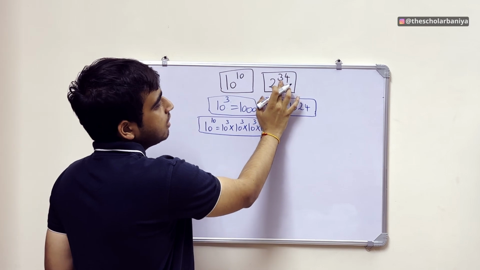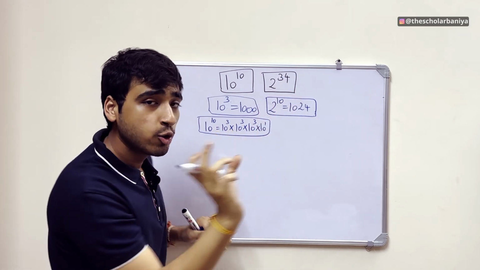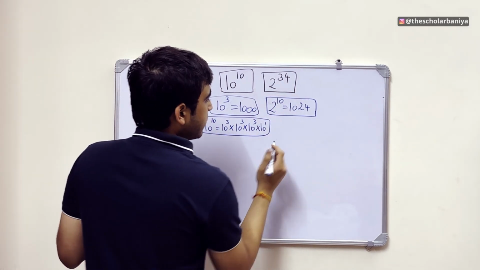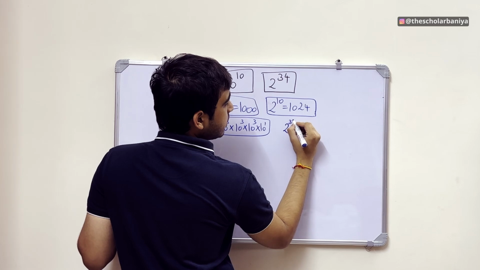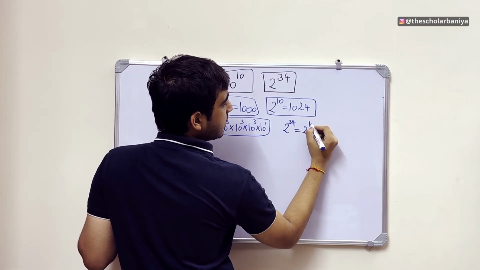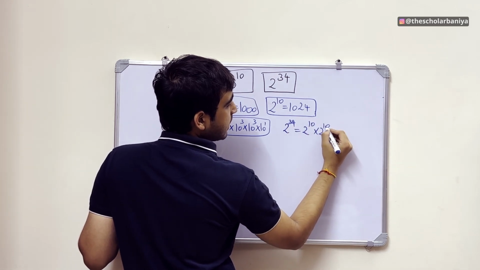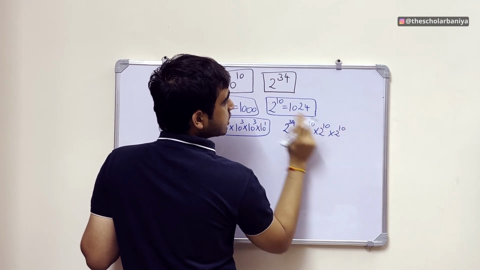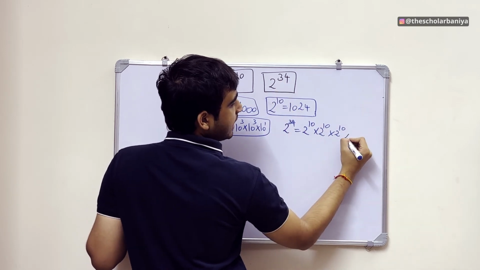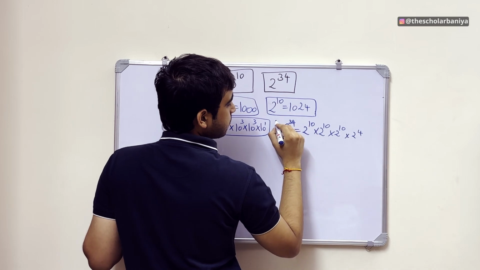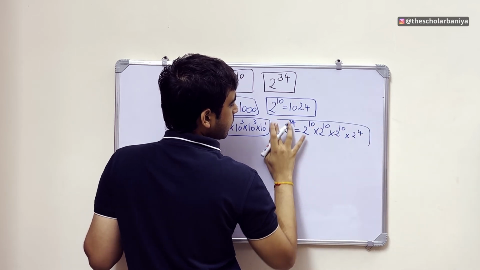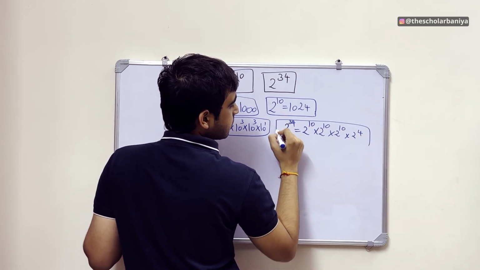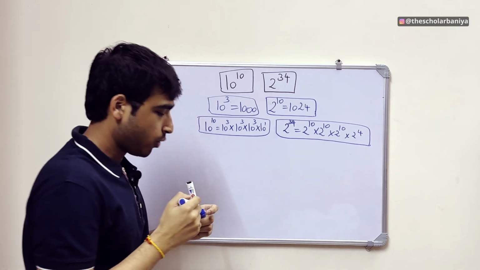Similarly, we have to write 2 to the power 34 in groups of 2 to the power 10, right? So 2 to the power 34 is equal to 2 to the power 10 into 2 to the power 10 into 2 to the power 10, 10 plus 10 plus 10, 30. So what is left is 4. So into 2 to the power 4, right? Okay, perfect.